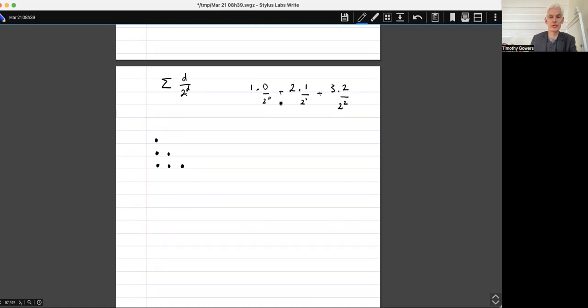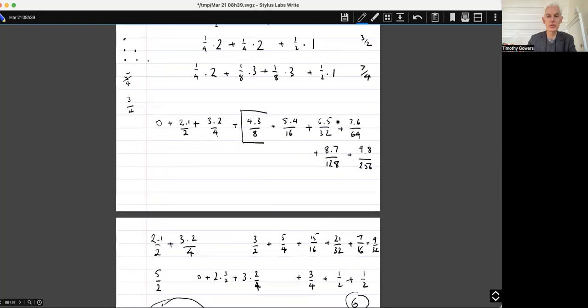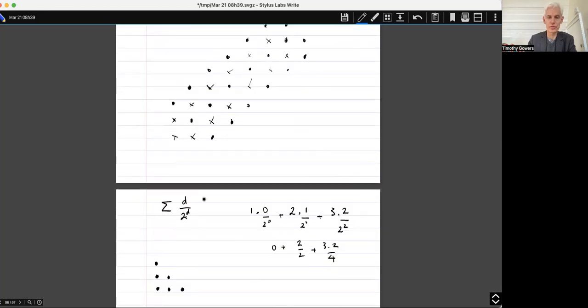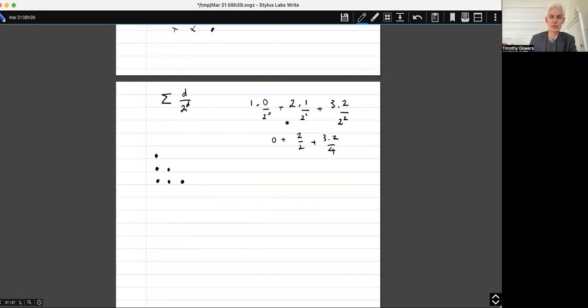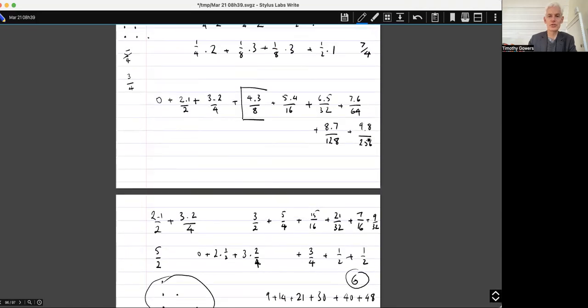Oh, so it was right in that case. So that's 0 plus 2 over 2 plus 3 times 2 over 4. Is that what I wrote? Where's it gone? Yes, it is. So sorry, I went wrong just now for some reason. We'll just check what the next one would be if there were 4 things here. 4 things, they're all at distance 3, and then I have to divide by 2 to the 3. 4 times 3 over 8. Hope that's what I wrote. Yes, it is.